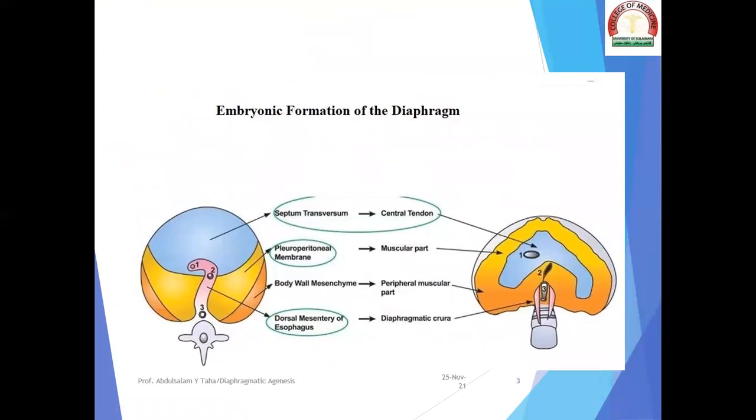So this picture demonstrates the embryonic formation of the diaphragm. On the left side, we see the 4 components of the growing diaphragm: the septum transversum, which will form the central tendon later on, the pleuro-peritoneal membrane, which will form the muscular part of the diaphragm, and the body wall mesenchyme will form the peripheral muscular part, and the dorsal mesentery of the esophagus, which will form the diaphragmatic crura.